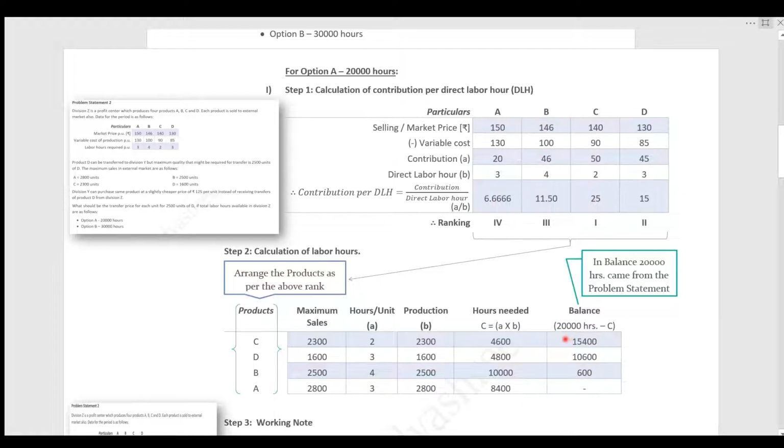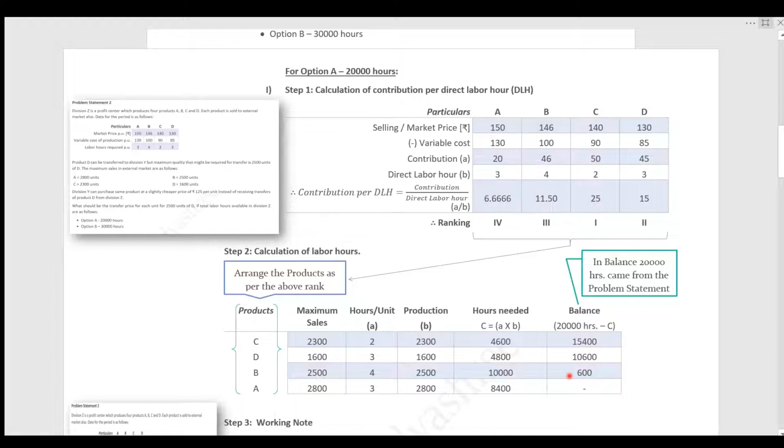So let's see how it works. Of 20,000 hours, it is using 4,600 hours to produce product C. So deduct 20,000 minus 4,600. The left out is 15,400. And of 15,400, it is using 4,800 to produce product D. So 15,400 minus 4,800, you get 10,600. And from the 10,600, division Z is using 10,000 hours to produce product B. So 10,600 minus 10,000, the left out is 600.